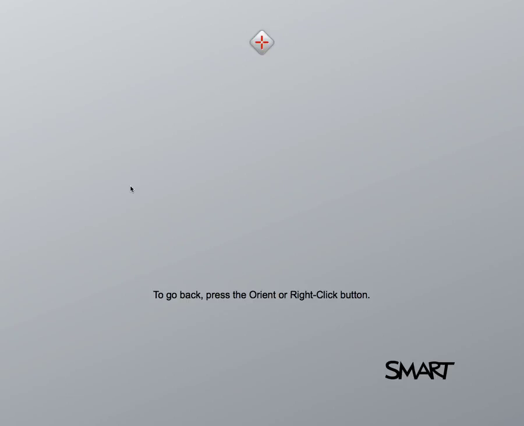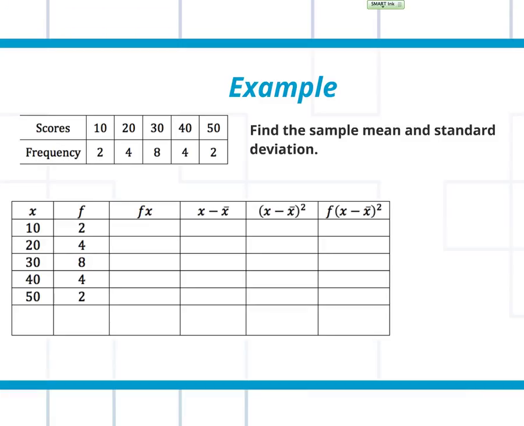And then remember that when we add those all up, that's the sum of all of our values. So then add them up in the very bottom row. I don't know why I said column. So F times X. Now we add these all up, we should get 600. That's the sum.